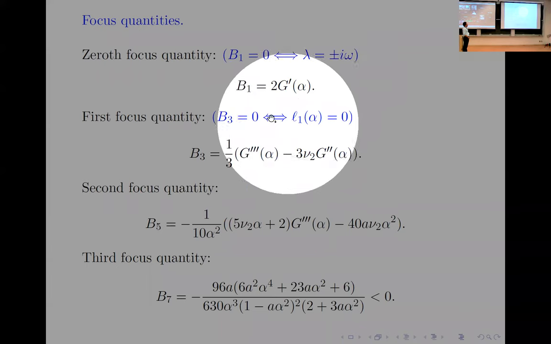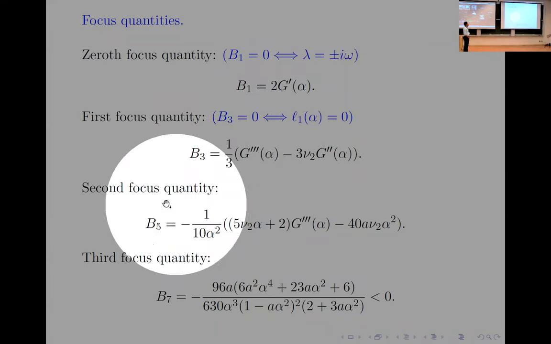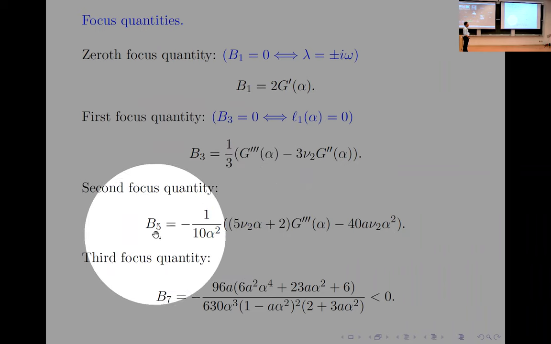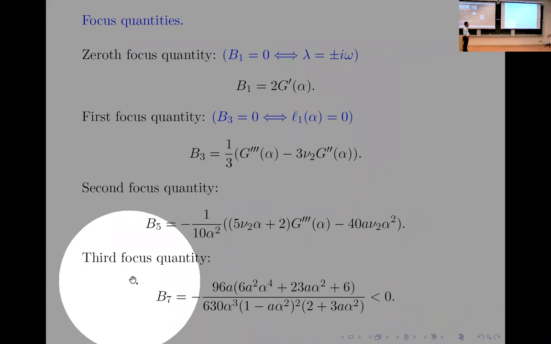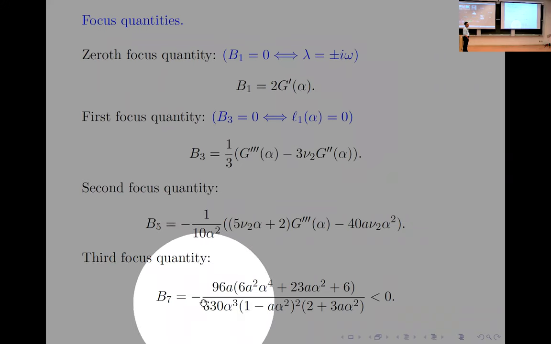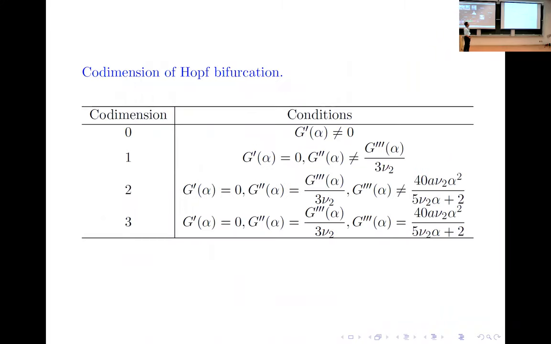So if B3 equals zero, we can go ahead to calculate the second Focus quantity, B5. And if we find B5 equals zero, we can calculate the third Focus quantity, B7. Eventually, we find B7 is negative. And given the information for B1, B3, B5, and B7, we have the following conclusion. The Hopf bifurcation is codimension 1.